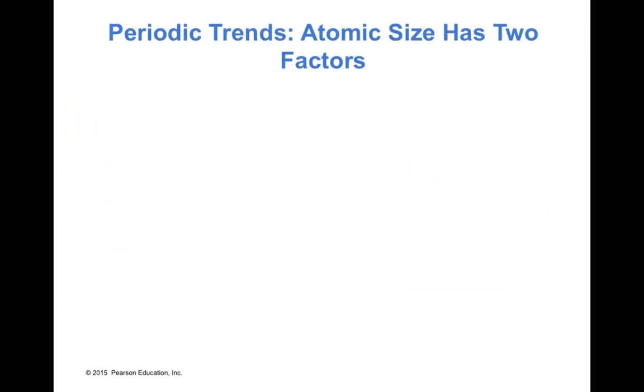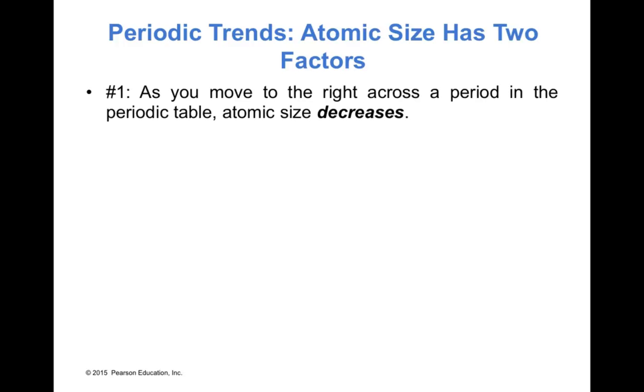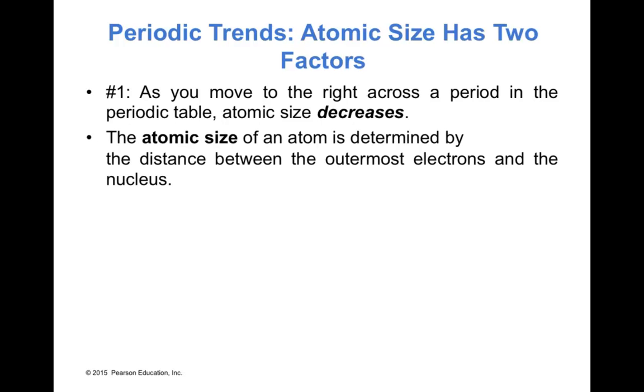There is another trend that you can find in the periodic table, and this one is the atomic size, which depends on 2 factors. Factor number 1 is that as you move to the right across a period in the periodic table, atomic size decreases. The atomic size of an atom is determined by the distance between the outermost electrons and the nucleus.